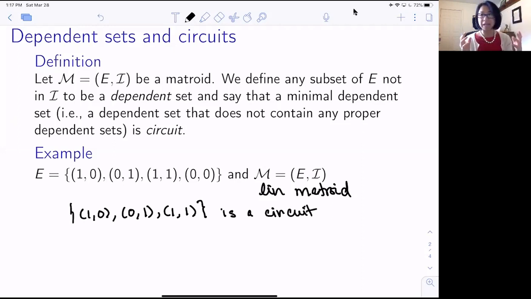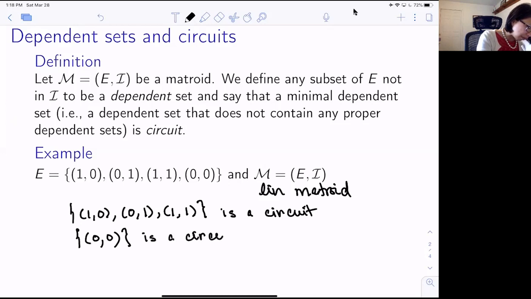Now, any set of more than 2 vectors in R2 has to be dependent. But that doesn't mean that all the minimal dependent sets have to have size 3. So for example, if we look at the vector (0,0), we know the 0 vector can't be contained in any linearly independent set. So actually, the 0 vector all by itself is also a circuit. So here we have a circuit in this matroid of size 3 and a circuit of size 1. And in fact, those are all the possible circuits of this matroid.